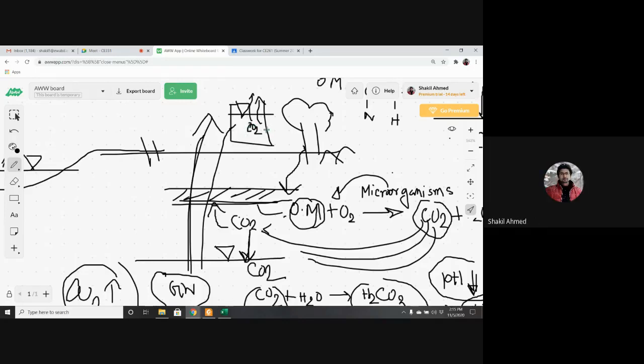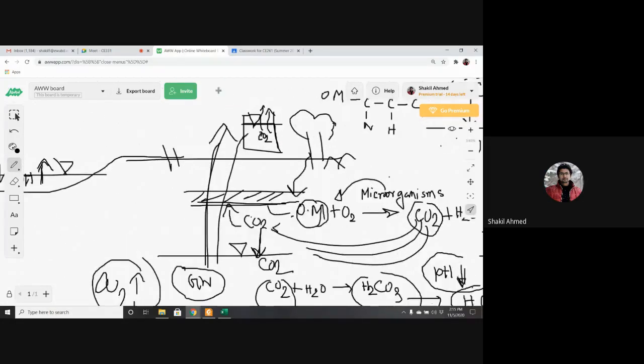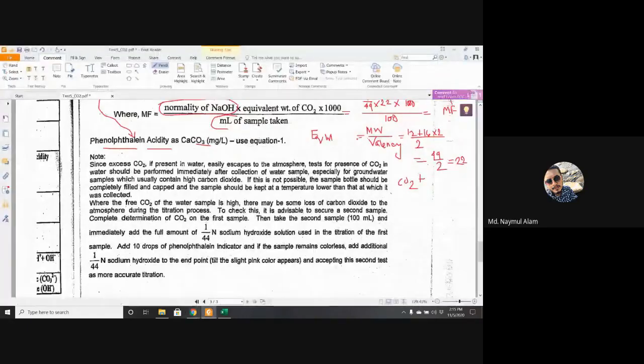Yes, sir. So what you need to do is perform this test as soon as possible. And if that's not possible, then once you collect the sample, you immediately fill the bottle completely, and after filling the bottle, you seal it and keep it in a low temperature room. Clear? Yes, sir.